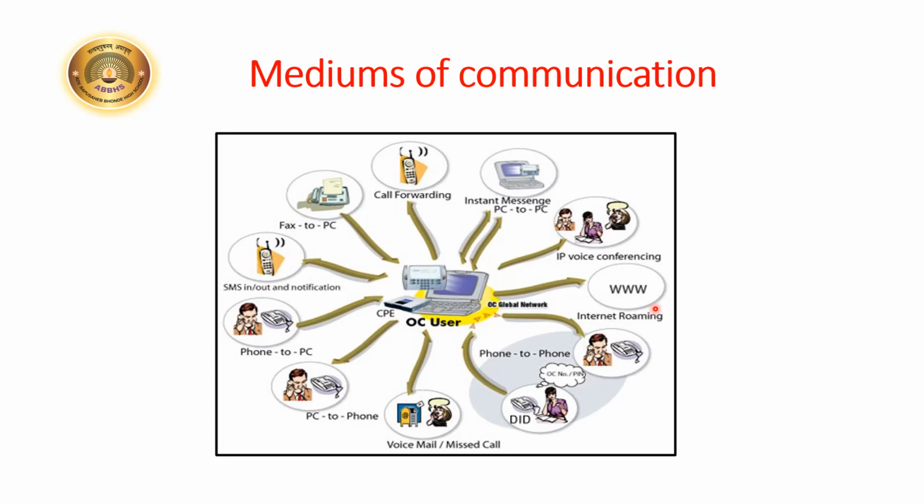Now observe this chart. These are mediums of communication. We can send information urgently through fax. We can pass instant messages through PC to PC. We can attend conference call on mobile. Two or more persons can talk with each other at a time on mobile phones. We can send SMS through mobile also.